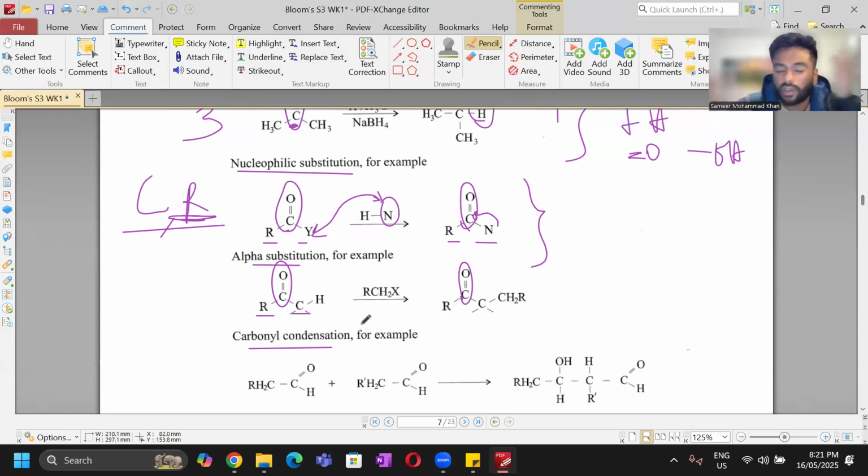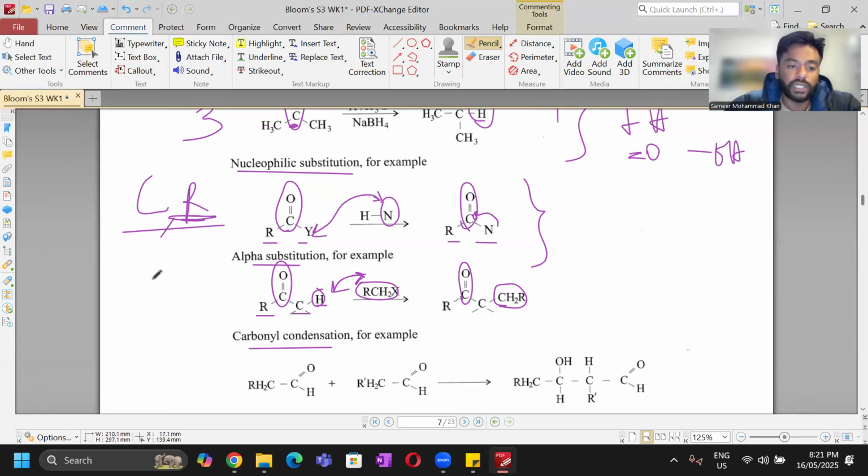So where did the change occur? Well, there's a hydrogen on this carbon next to the central carbon, and this hydrogen seems to have changed to a CH2R group. What happened here? The hydrogen must have been substituted with the CH2R. But this substitution did not occur on the central carbon. It occurred on the carbon next to the central carbon.